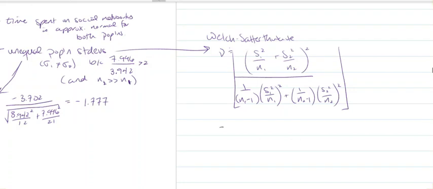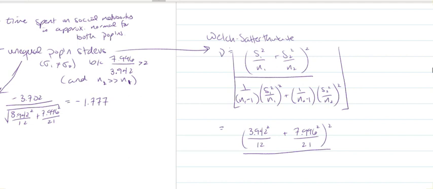So now it's just a question of carefully plugging in our values. S1 squared was 3.942 squared, N1 was 12. S2 squared is 7.996 squared over N2 is 21. We square that. That's our numerator.